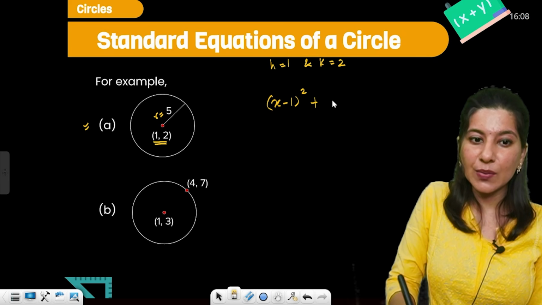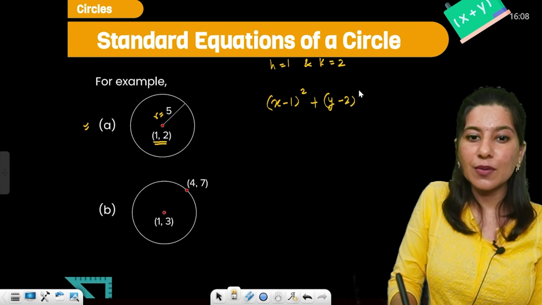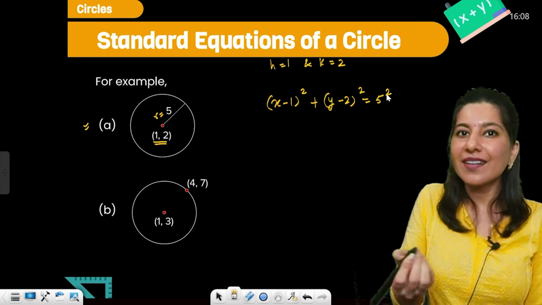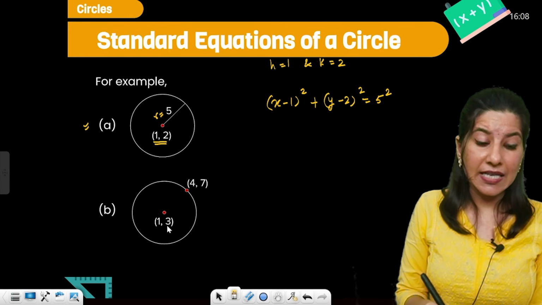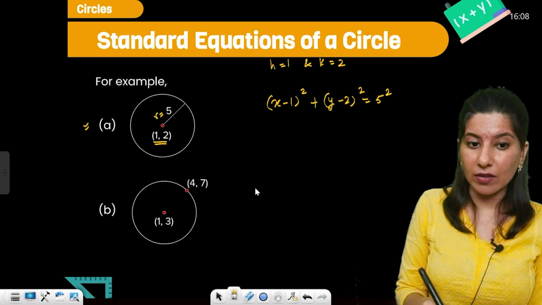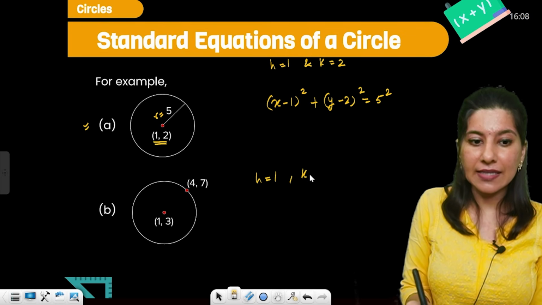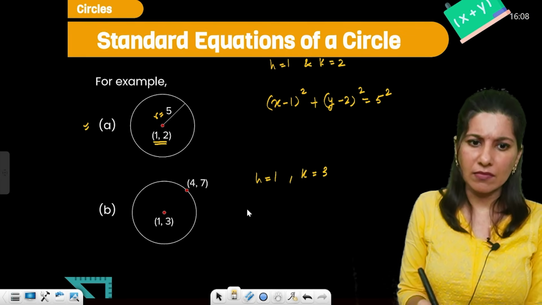(x − 1)² + (y − 2)² = 5². As simple as that, right? Okay, option B. Now this time the center is known: h is 1, k is 3. But what about the radius? Let us understand.